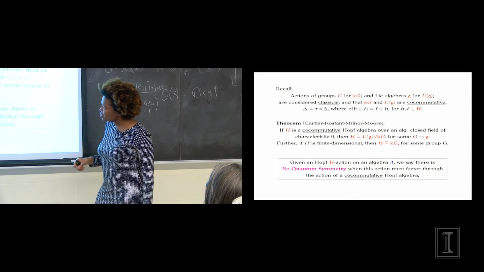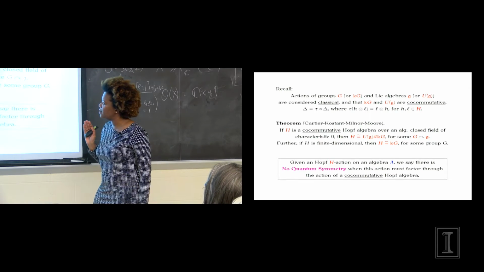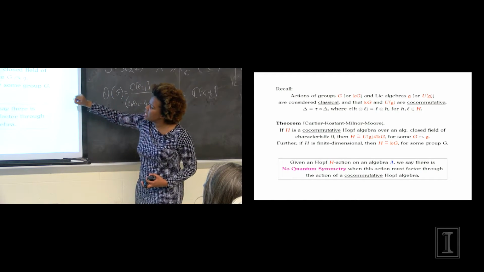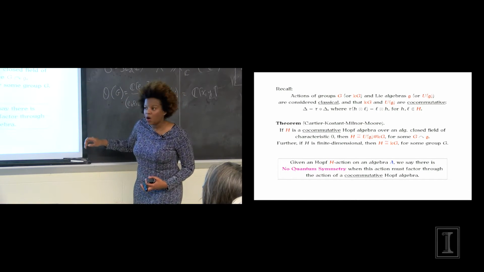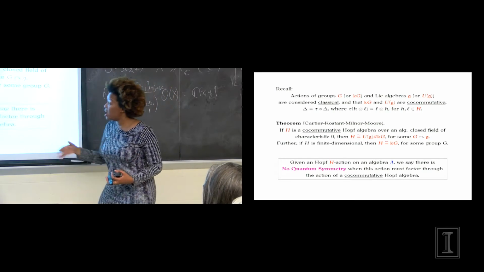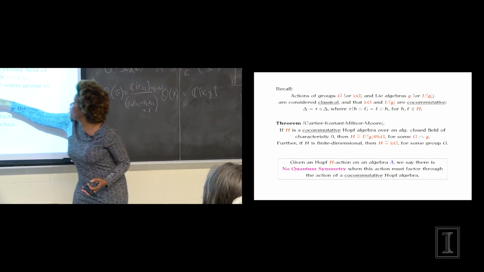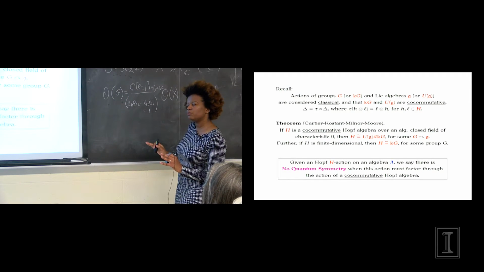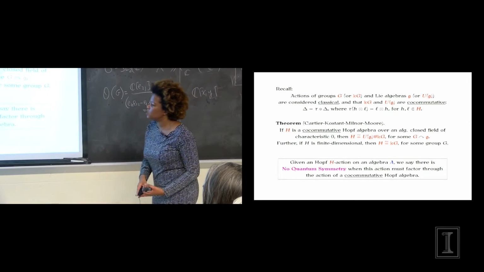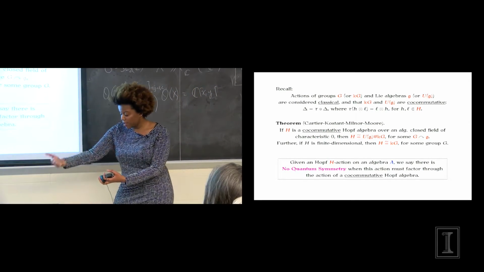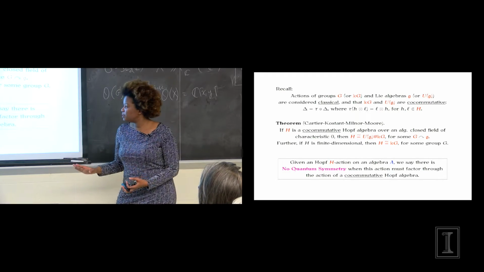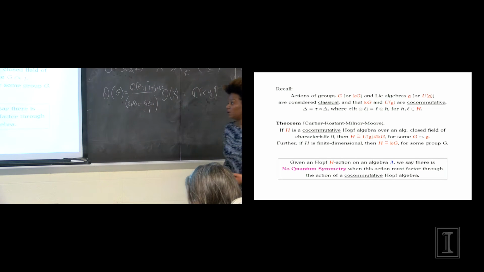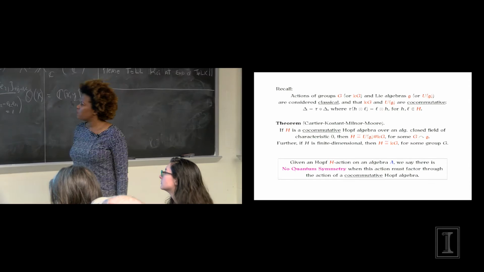In fact, what we really want to keep an eye on are the cocommutative Hopf algebras, because there's a really nice result by Cartier, Gabriel, Kostant, Milnor, and Moore that says if you have a cocommutative Hopf algebra over, let's say, C, then H is just a mixture of a group algebra and a universal enveloping algebra. So cocommutativity is what we really want to keep an eye on. If we're given an algebra and a nice Hopf action on it, we say that there's no quantum symmetry if this action has to factor through something cocommutative.